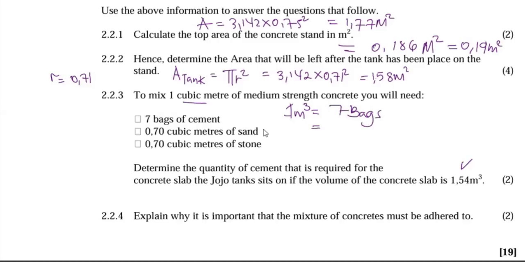What about if you are looking for 1,54? How many bags of cement are we looking at here? So we shall multiply 1,54 times 7. So we shall end up having 10,78. But bags are not sold in halves. So we round up and we say 11. Okay.